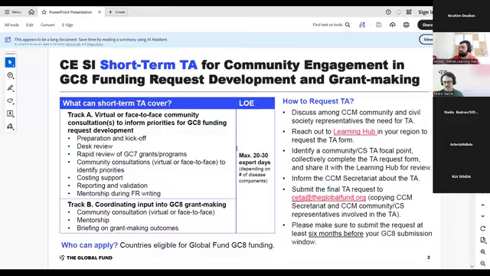And then all countries eligible for GC8 funding can apply. However, for Windows 1 and Windows 2, applications are now closed because it's too short. There wouldn't be time to mobilize the TA. So really for Window 3 and the next windows, just make sure that you are submitting at least 6 months before the GC8 submission window. Next slide.